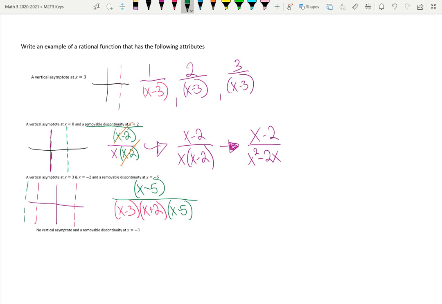Voila! Finally, the last one, there is no vertical asymptote and a removable discontinuity at x equals negative 3. That means x plus 3 is in the numerator and the denominator. No vertical asymptote. Notice how there's no other factors, and we are good to go.